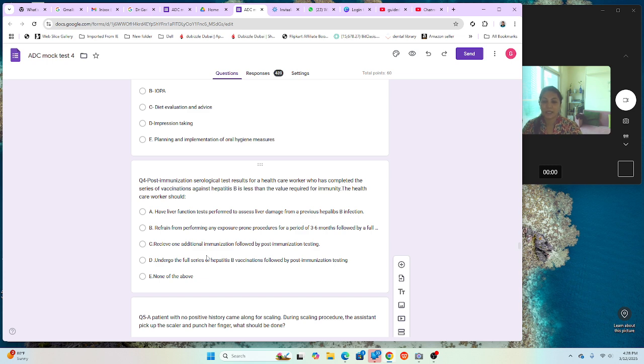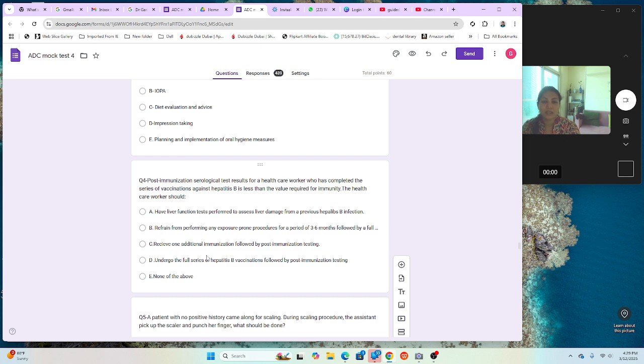Refrain from performing any exposure prone procedures for a period of 3 to 6 months following a full immunization. No, you don't have to wait 3 to 6 months. Receive an additional immunization followed by post-immunization testing. Yes. Undergo the full series of hepatitis B vaccinations followed by post-immunization testing. You don't have to go for the full series. You did get a titer. It was just less. It's not like you had zero titer. If you had zero titer, then you would go with option D.